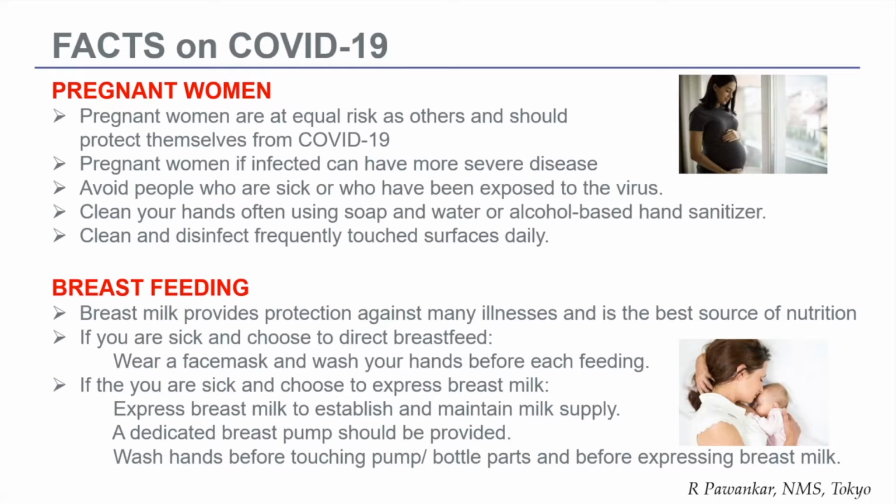There are some reports that say that in general, estrogens, that is female hormones, can have some protective effect against viruses. But again, this is not proven for SARS-CoV-2. So I would like you to think that they are equally at risk as every other person. And then, of course, pregnant women who are infected can have more severe disease. So the important thing here is that they should avoid sick people. They should avoid people who are exposed to the virus. They should maintain good hand hygiene, like cleaning with soap and water rigorously, and sanitizers, and clean and disinfect the surfaces that they tend to touch daily.